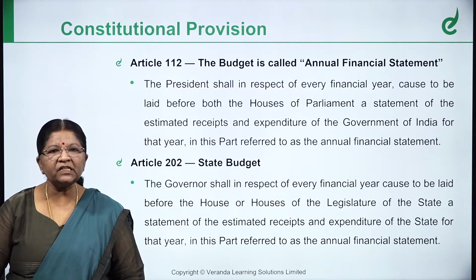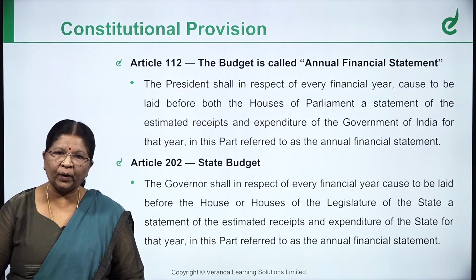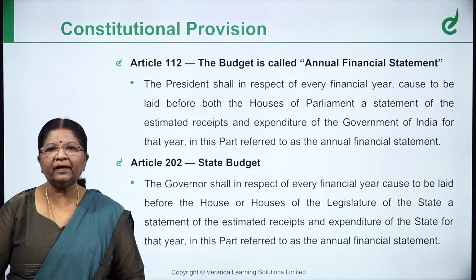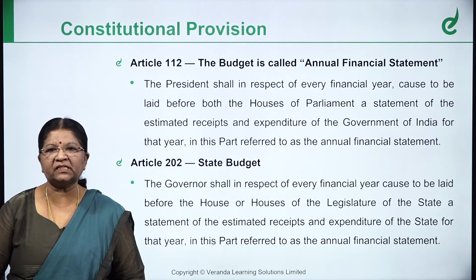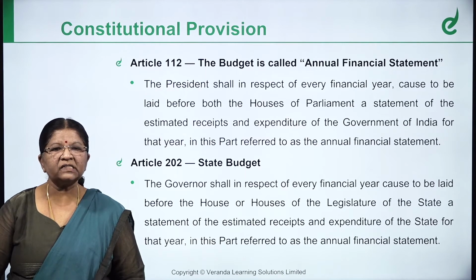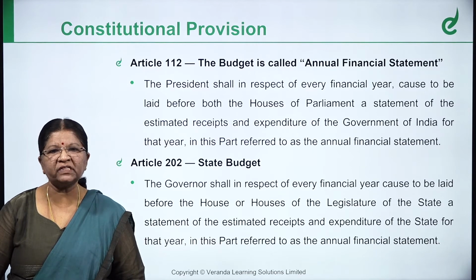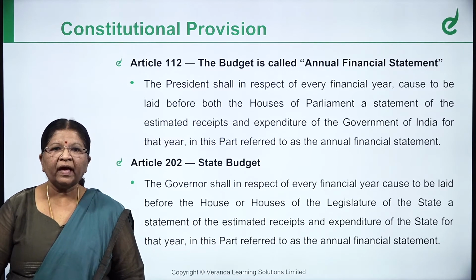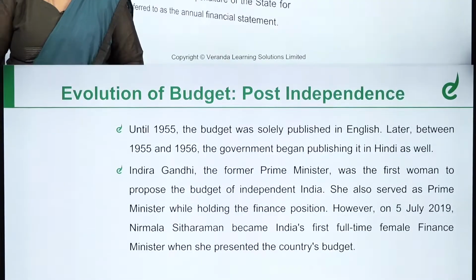Similarly, Article 202 specifies the provision of a state budget, where the governor shall, in respect of every financial year, cause to be laid before the House or the houses of the legislature of the state a statement of the estimated receipts and expenditure of the state for that year, in this part referred to as the annual financial statement.